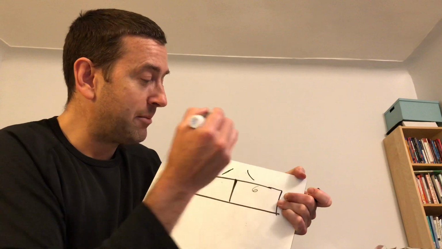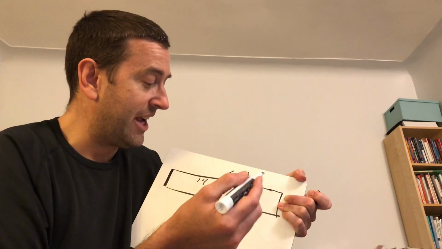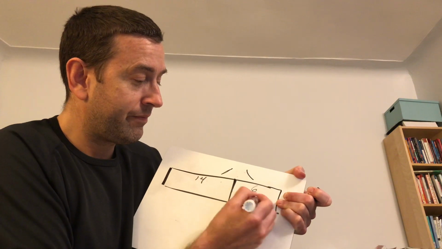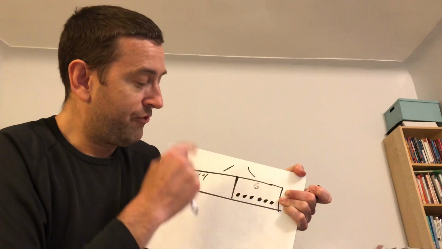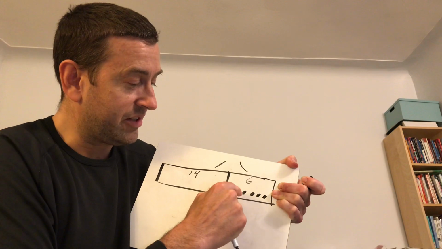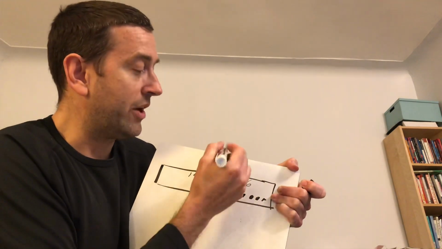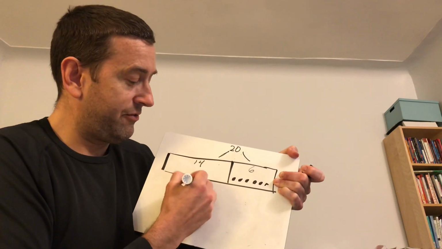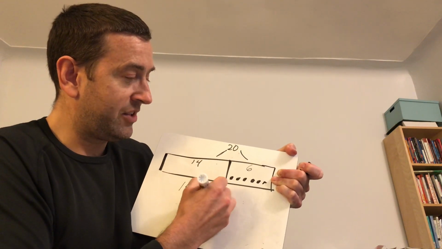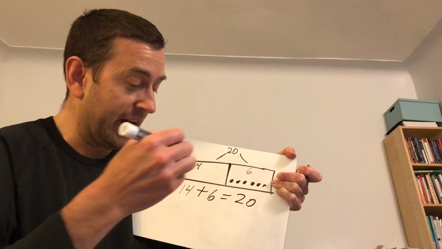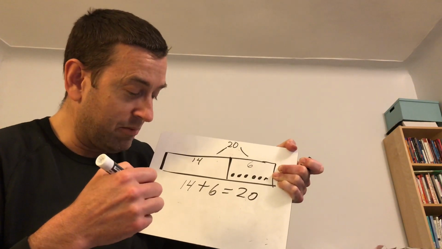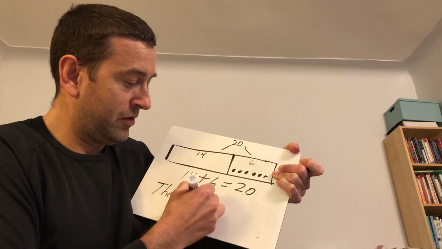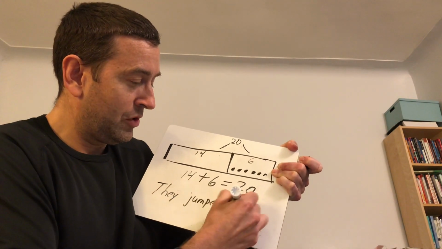And then at the top of the tape diagram, how many times did they jump all together? Well, 14 plus 6, 14, 15, 16, 17, 18, 19, 20. 20. Okay, now I got to do a number sentence. 14 plus 6 equals 20. And now I got to do a statement. The statement is they jumped 20 times.